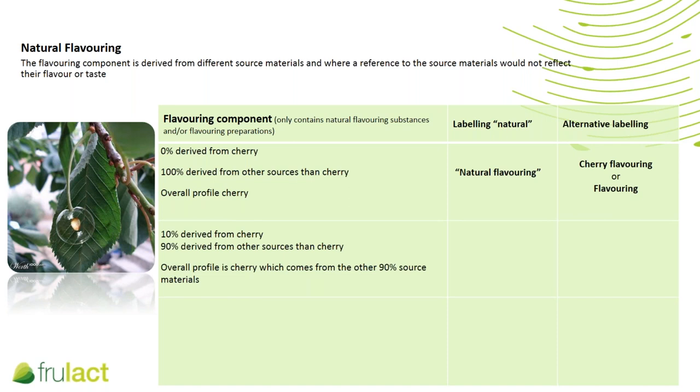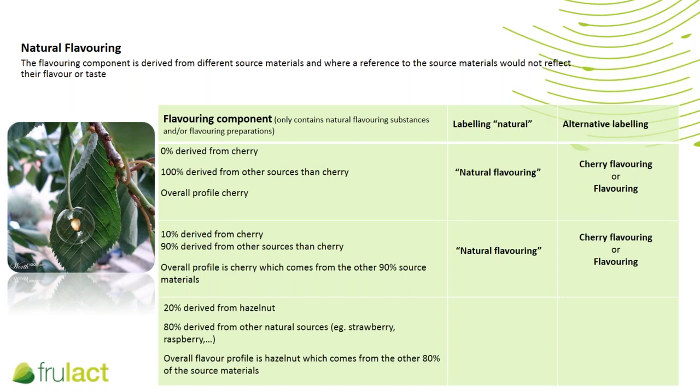Another example, 10% derived from cherry and 90% from other sources than cherry. The overall profile is cherry, which comes from the 90% source materials and not from the cherry itself. In this situation, we will have again natural flavoring or cherry flavoring or flavoring. The last example, 20% from hazelnut and 80% derived from other natural sources, strawberry, raspberry. The overall profile is hazelnut, which comes from the other 80% of the source materials. Once again, we cannot use the word hazelnut linked to natural. So we have to use natural flavoring or hazelnut flavoring or flavoring.